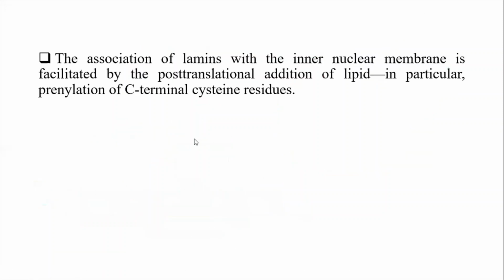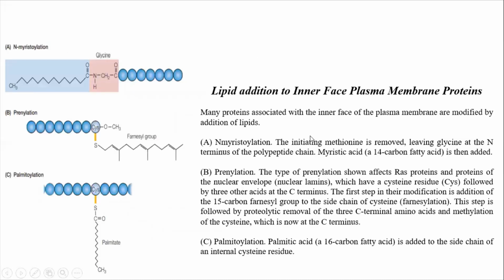So the association of lamins with the inner nuclear membrane is facilitated by the post-translational addition of lipid, in particular prenylation of C-terminal cysteine residues. So of course, see, lamins are ready. Now these lamins need to be aligned below the nuclear lamina, which is done with the help of the prenylation of the cysteine residues. Okay, that means it has to be anchored in the lipid, right? So that is done by the prenyl residues. So let us see what this prenylation means.